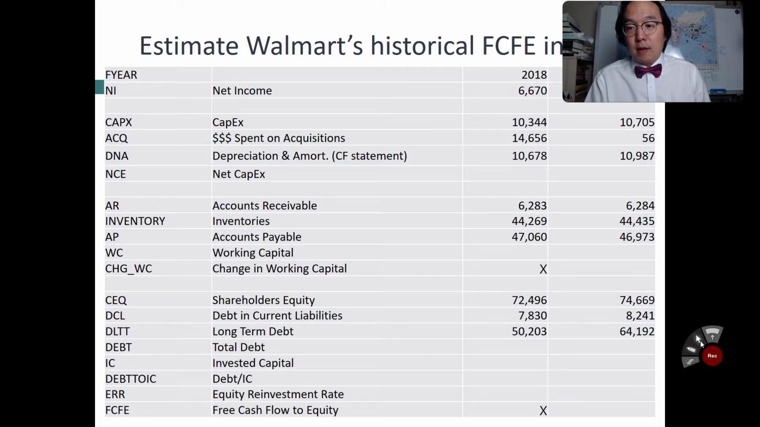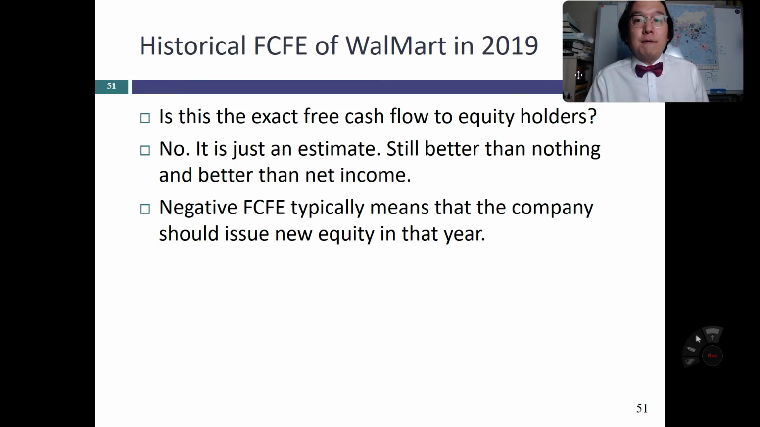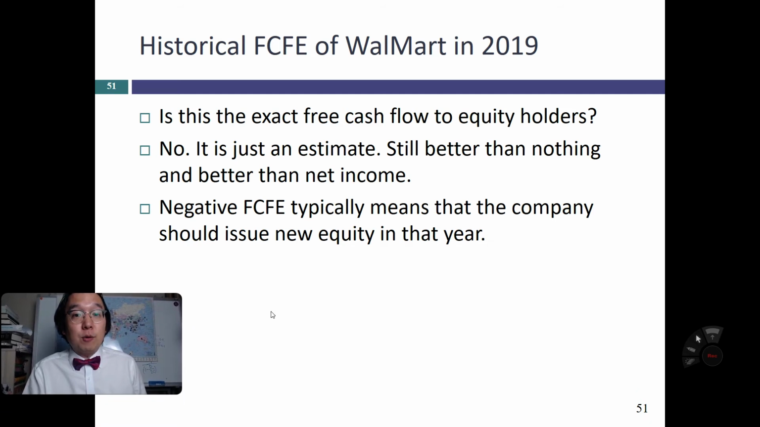Okay, now the next slide is the answer to you. As you see, ERR is very, very small, because for a well-established company, this can happen. Okay, not much to reinvest. Now, historical FCFE of Walmart, is this the exact free cash flow to equity holders? I would say no, this is always an estimation with some errors anyway.